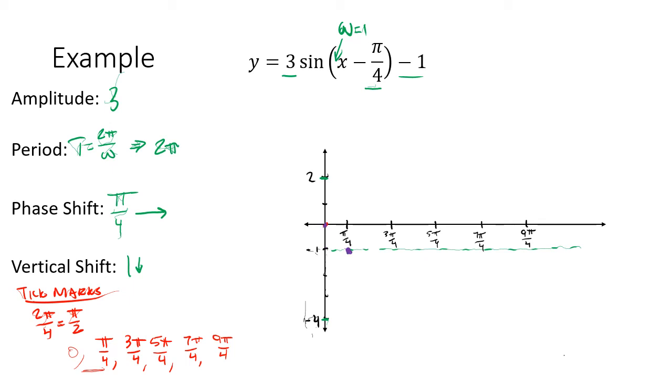Because we've got that phase shift. So then the next point, on the next tick mark here, we're going to have a maximum, so we're going to be up at 2. Try to make a circle there. It didn't quite work. Then at the next tick mark, we're going to be back at the midline.